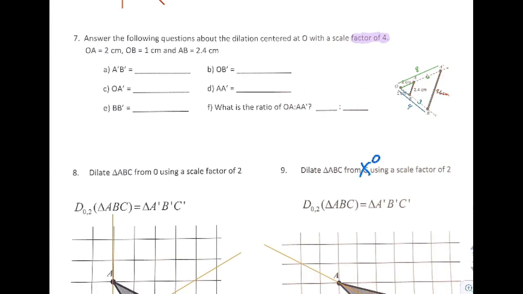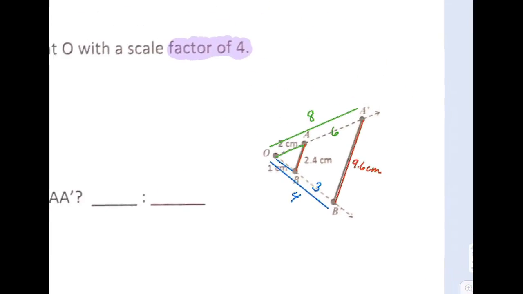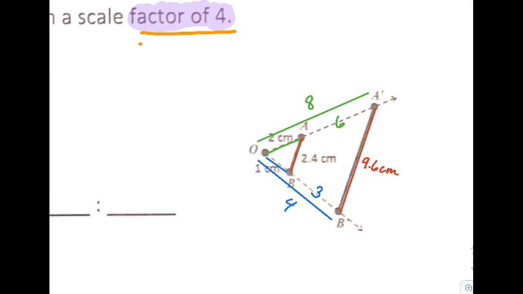Number 7 we did in class. All 3 classes today we did this together. So that's what the picture looks like. If it's a scale factor of 4, then this has to be 4 times bigger than this. That's why it's 8. And if this is 8 and that's 2, then that has to be 6 by subtraction.